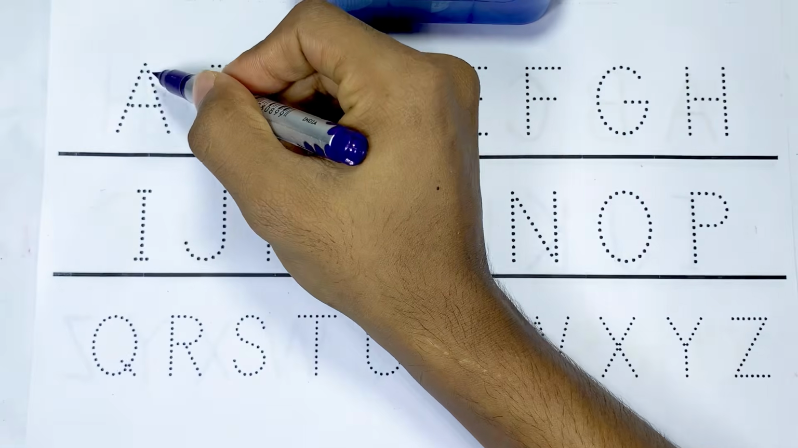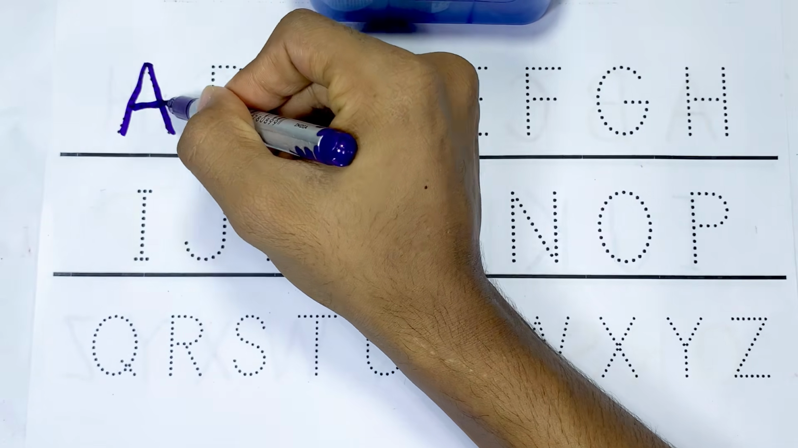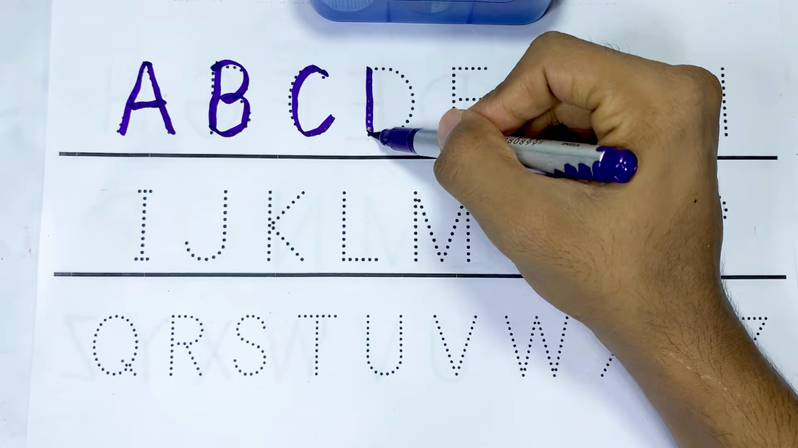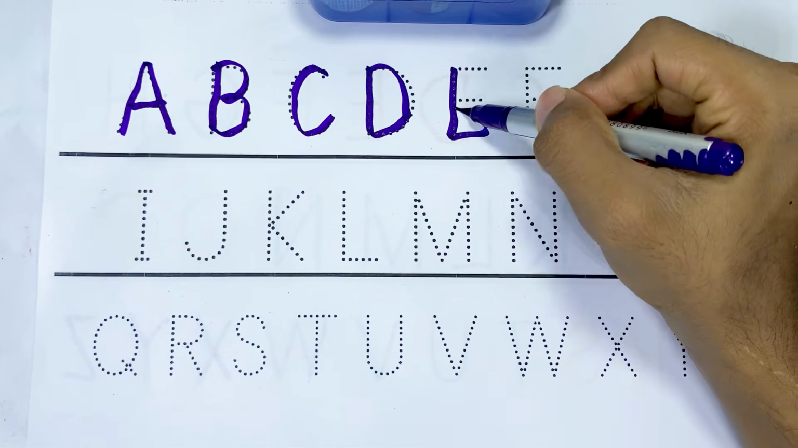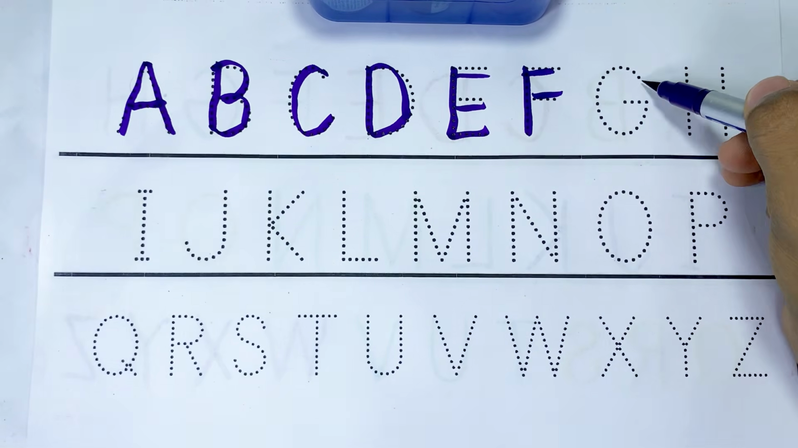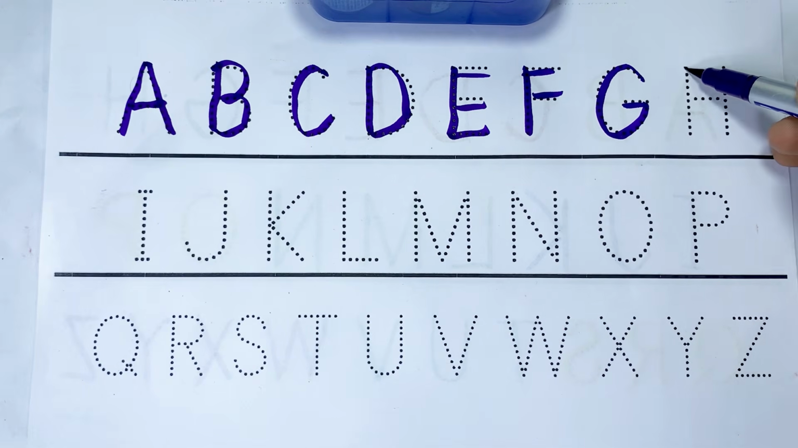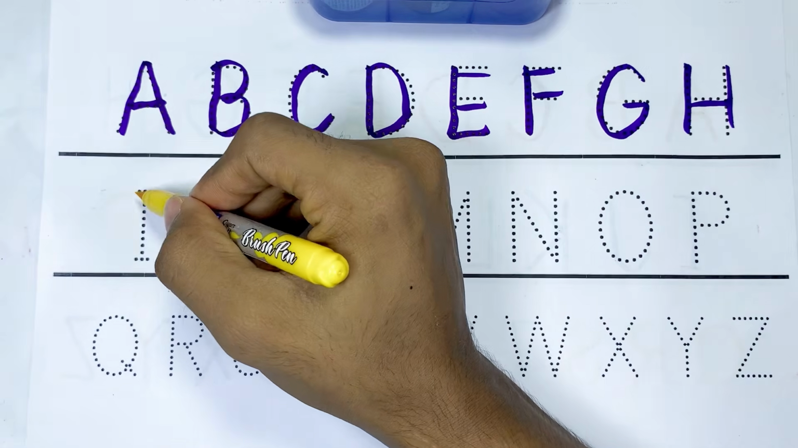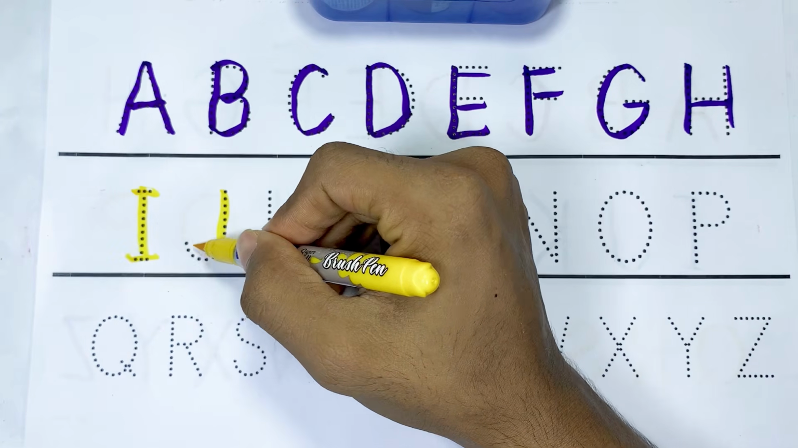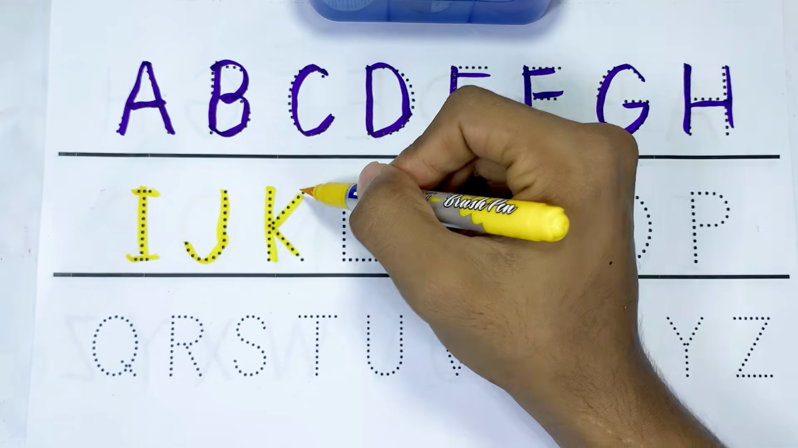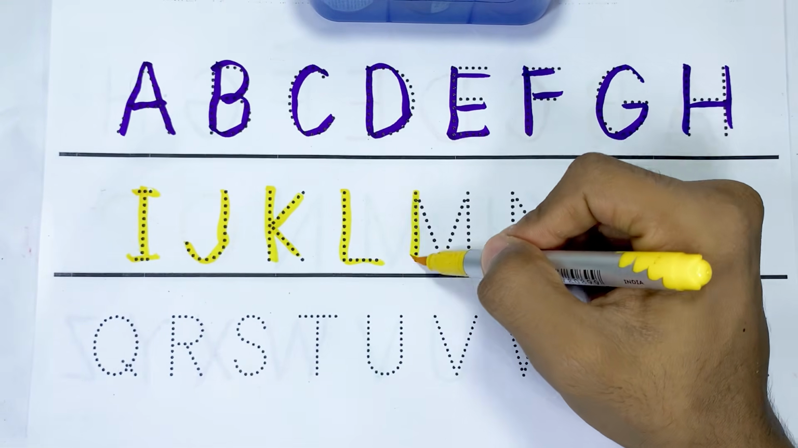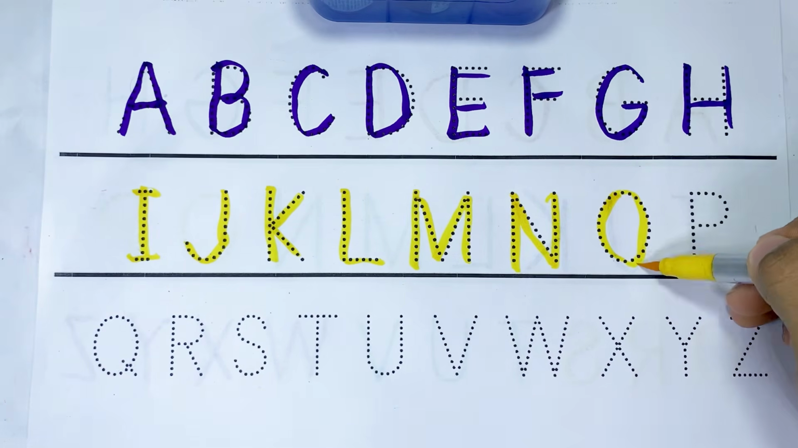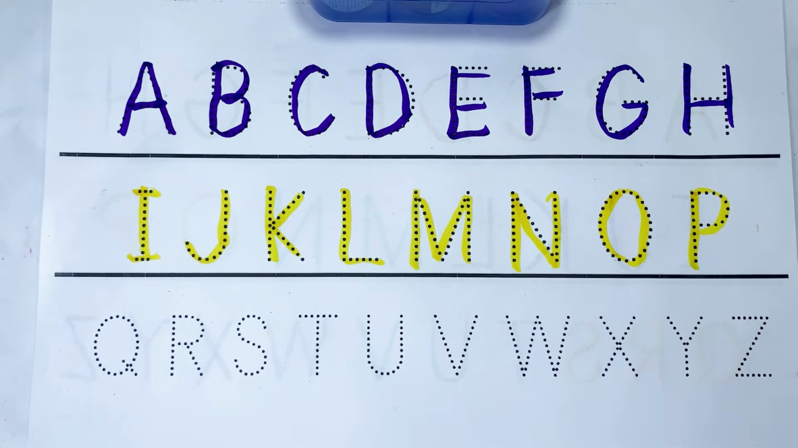So kids, now you draw A. A for apple. B for ball. C for cat. D for dog. E for elephant. F for fish. G for guard. H for helicopter. Kids, now you draw I. I for ice cream. J for joker. K for king. L for lion. M for moon. N for nose. O for orange. P for parrot.